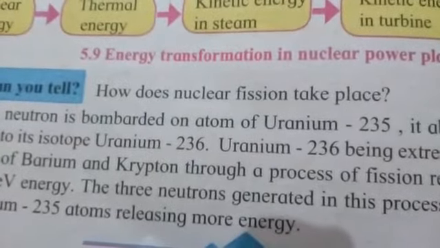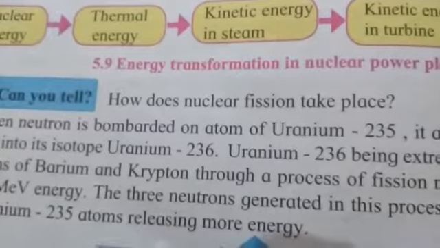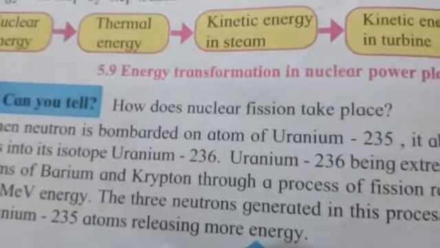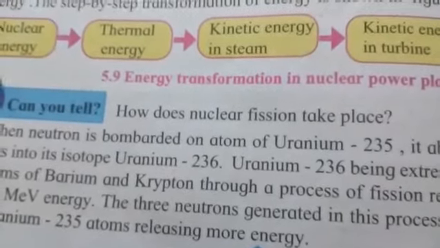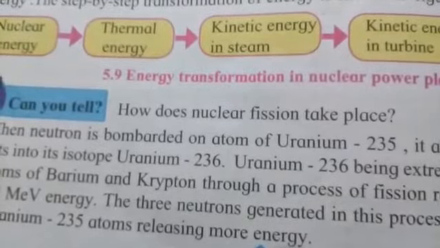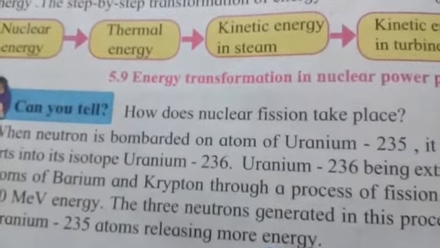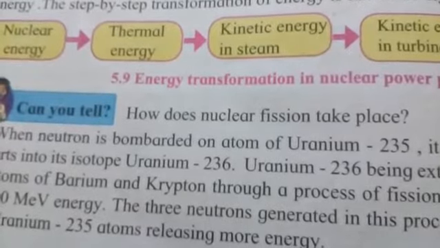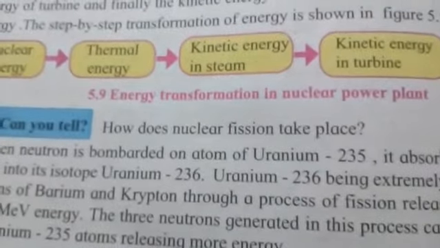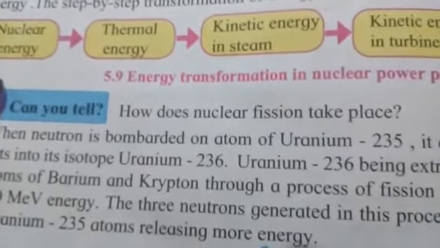Now this 235, 236, 238, whatever I'm speaking about, I'm talking about the atomic mass number which is carried by the uranium. And I hope you know the meaning of atomic mass number, as I've taught you previously. Atomic mass number means the total number of protons and neutrons present in the nucleus of an atom. So whenever one neutron is bombarded on an atom of uranium-235, one neutron will be added into the nucleus of the atom of uranium, and then the mass number will become uranium-236.